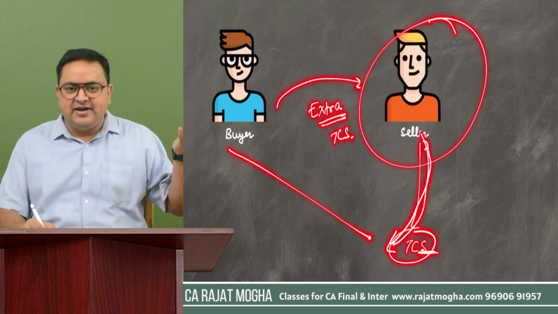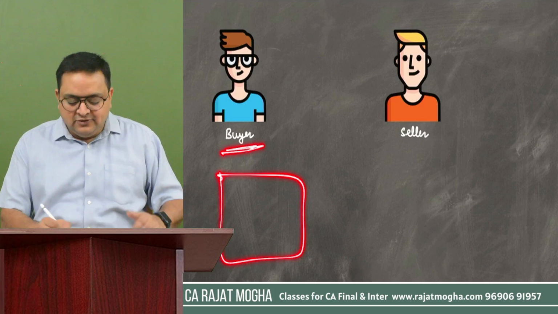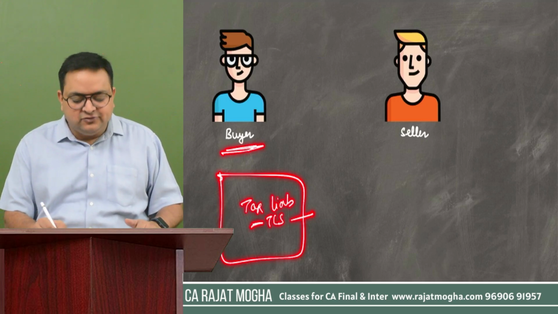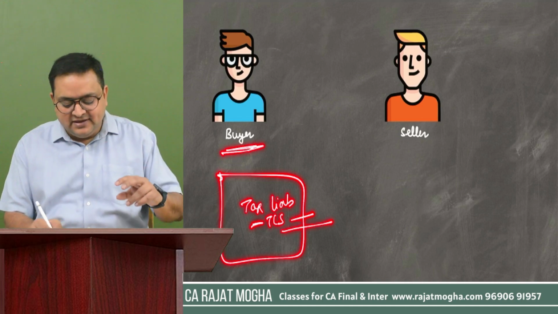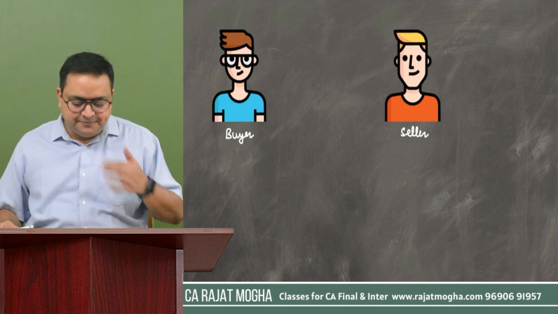So whenever the buyer furnishes his ROI at the end of the year, whatever his tax liability is, he can say, sir, my TCS was also collected, so I'll deduct that TCS and pay the remaining amount to you. So this is the simple concept of TCS.